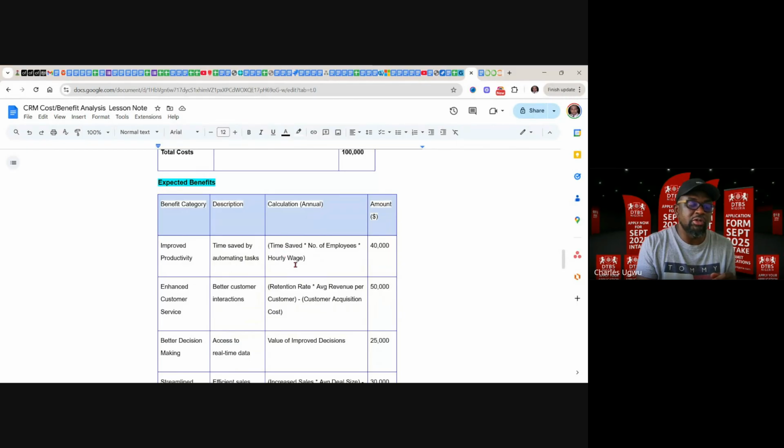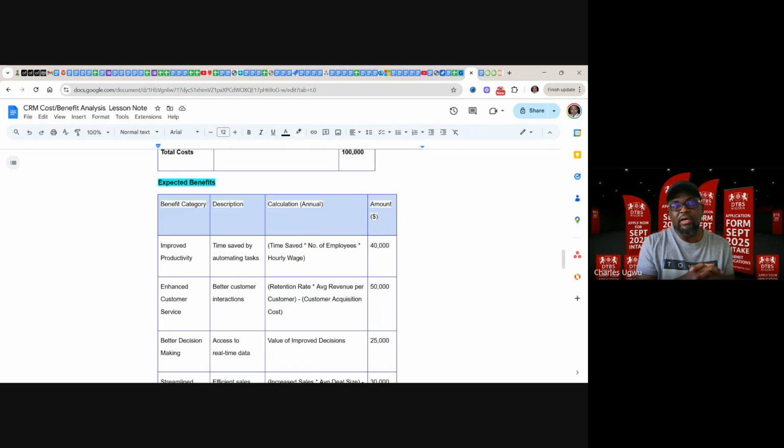But here, after automation, like in our own lead management system, most of the activities are going to be automated, and it's going to save us a lot of time. And that time is going to be converted to money. So how many hours are we saving? We check how many hours we are saving, and we check how many hours we pay staff.